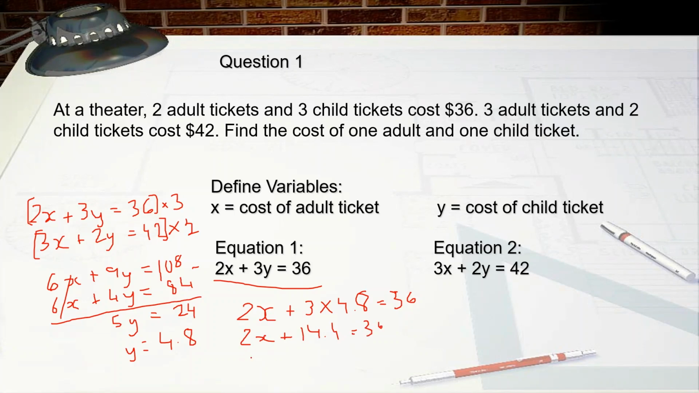And so x is equal to, I'm just going to go to the last step, x is equal to 36 minus 14.4 divided by 2. So 36 minus 14.4 first gives us 21.6, and we divide that, we get 10.8. That means the cost of one adult ticket is $10.8 and the cost of one child ticket is $4.8.